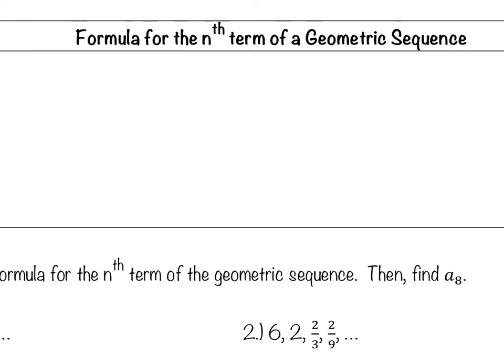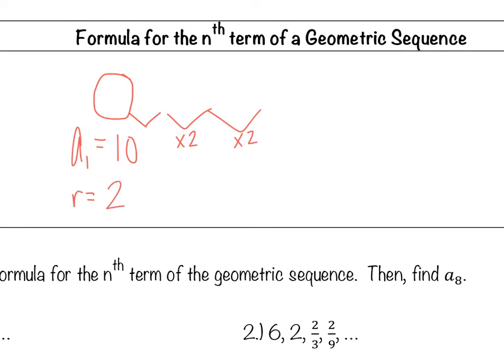With geometric, it's similar. I just need the first term and the common ratio. Well, the first term's easy when they give you the sequence, it's right there. And the common ratio is what's going on here. It looks like it's being multiplied by 2 each time. So that makes the common ratio 2.